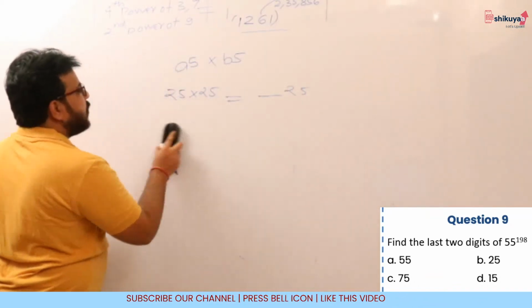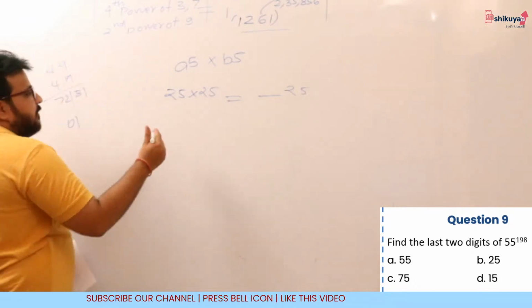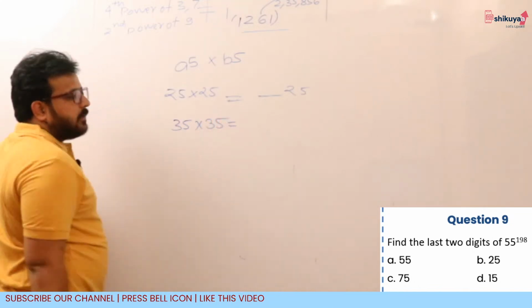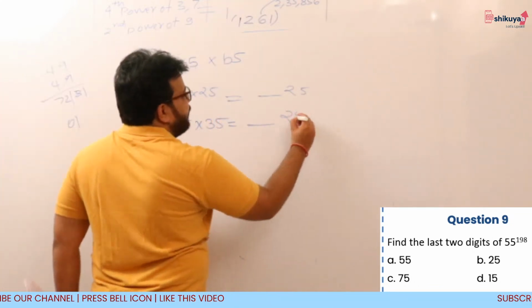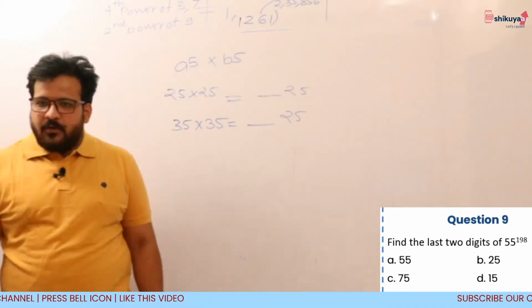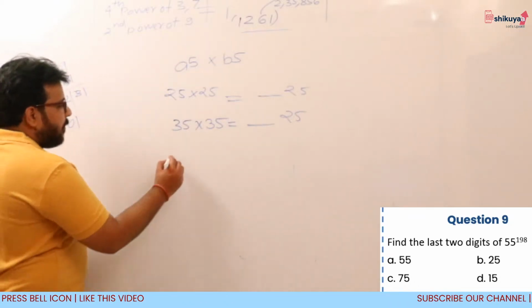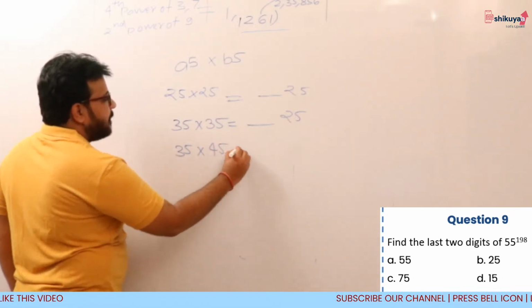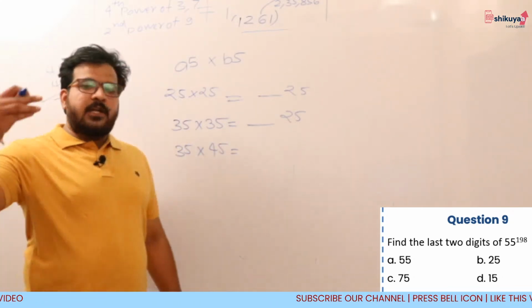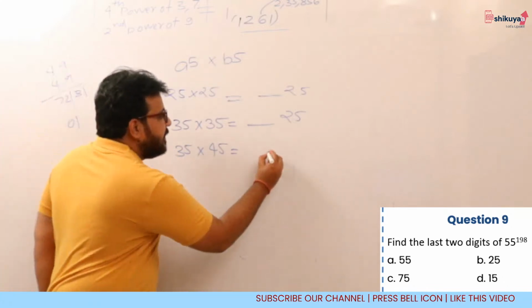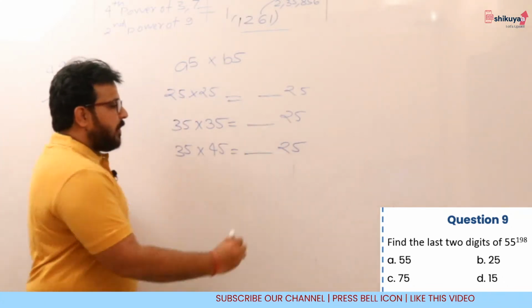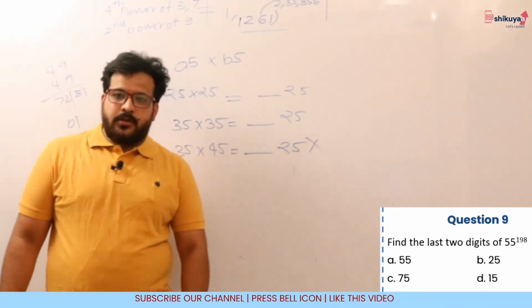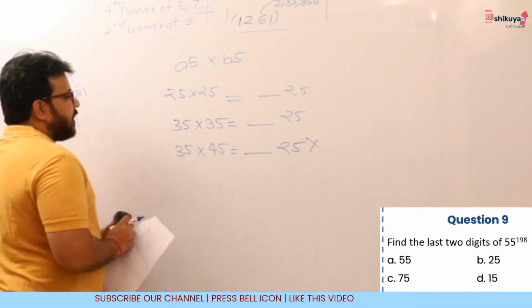Now let's concentrate on the number ending in 5. So if you multiply 35 with 35, what will you get? You will get a number ending in 25. Am I right? Are you getting my point? A very simple logic. So what about 35 and 45? Now students all of a sudden will say that even this multiplication will end in 25, and that is wrong. That is wrong. Because let's understand.